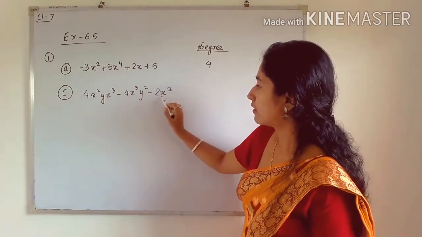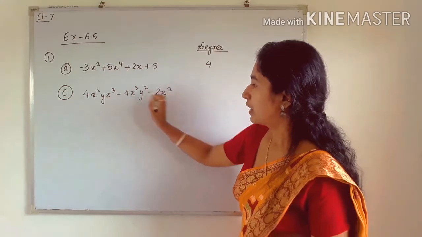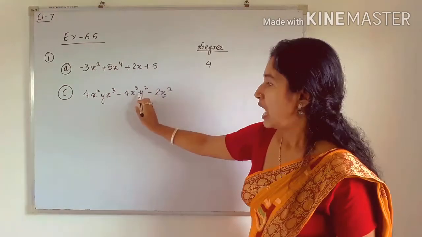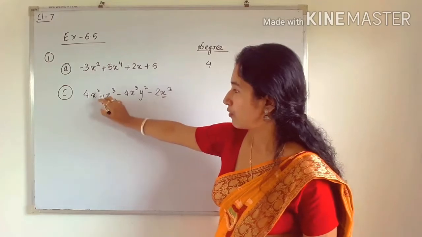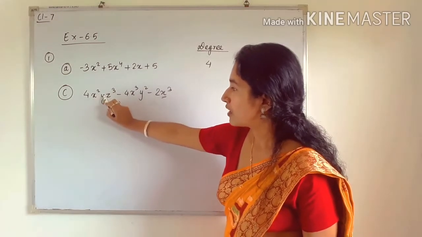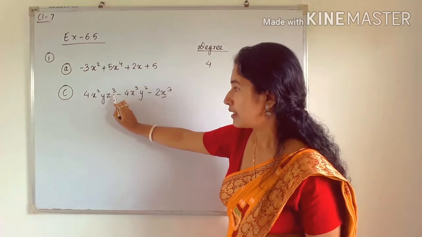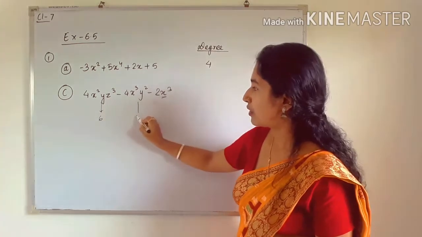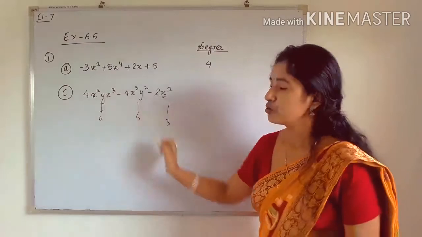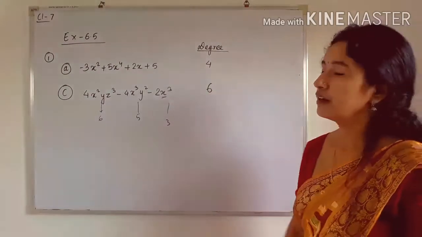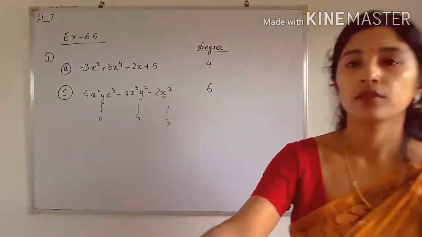Here you can see the power of x is 3 in this term. In this term the highest power will be 3 plus 2, 5. And in this term the power will be 2 plus 1 plus 3, that means 6. So here the power is 6, here the power is 5, here the power is 3. Which one is highest? Yes, 6 is highest. Therefore this is the degree of this given polynomial.